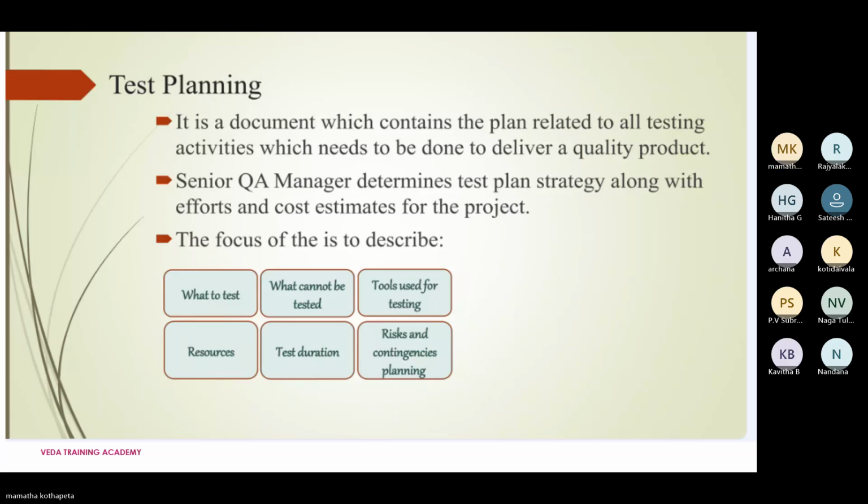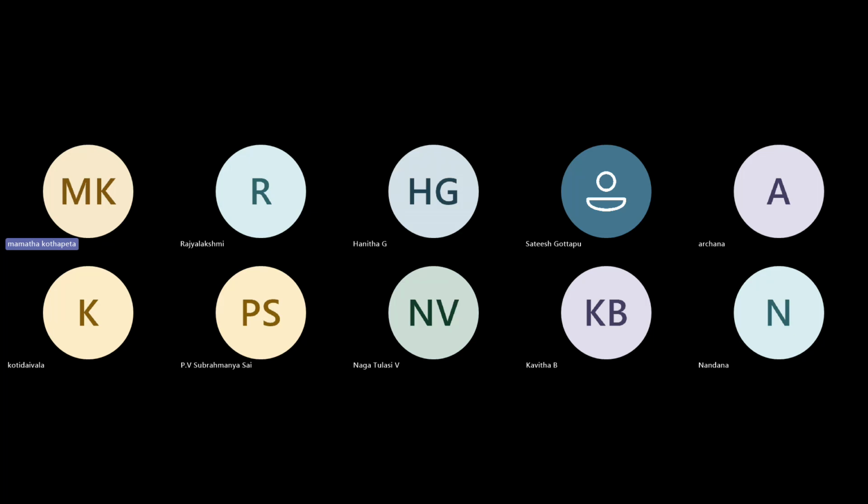Okay, yeah. So these are the major areas: what to test, what cannot be tested, tools used for testing, resources, and test duration will be our major focus. Now we saw the bug report, FRS, RTM, and test case template. We also saw the technical design document and HLD document. Now let's look at what the test plan is. Let me stop sharing. Open the test plan for you.